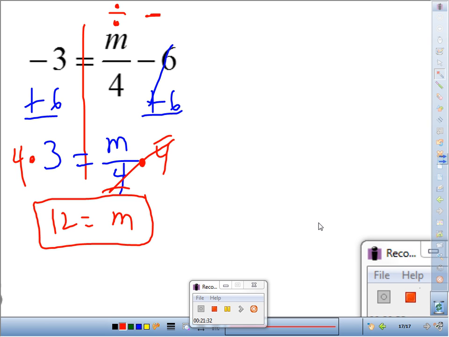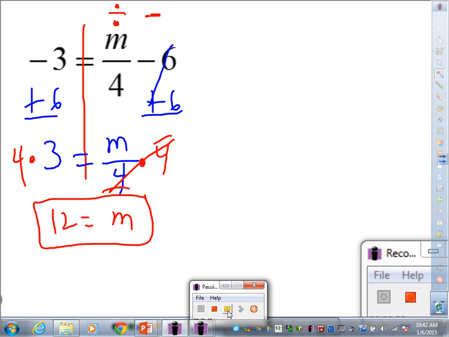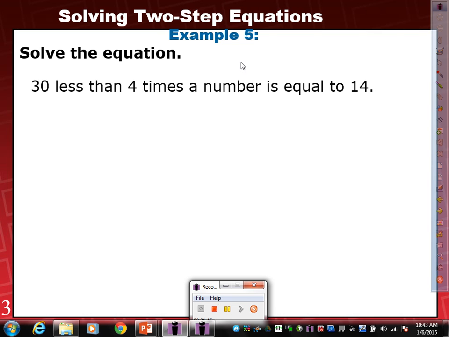Alright, so now in tonight's homework, you're going to have some that you need to write your equation. So let me show you that. Give me a second. Let me go to that. Example 5, copy this. It says, solve the equation. 30 less than 4 times a number is equal to 14.